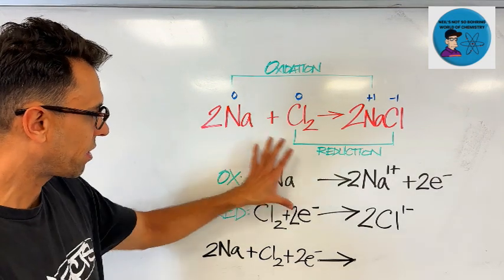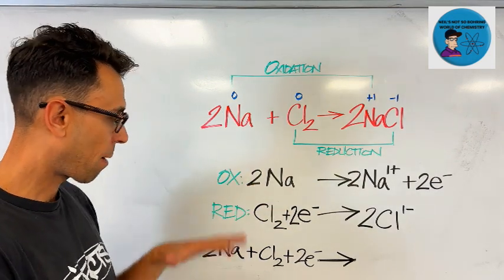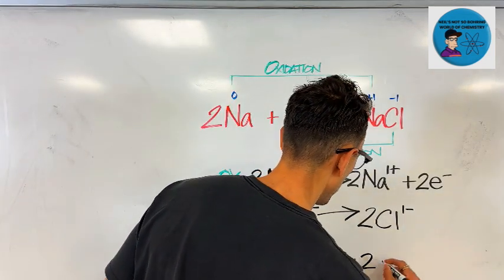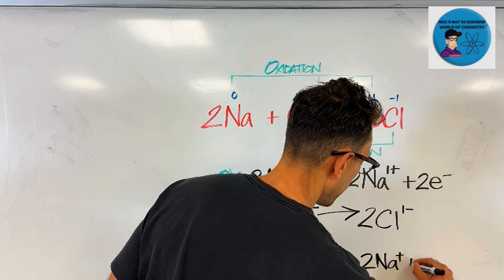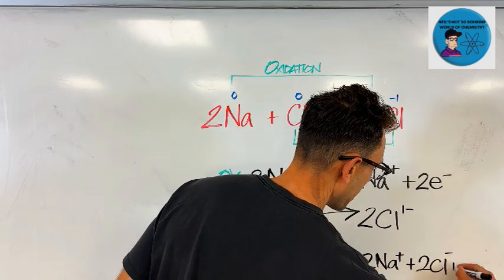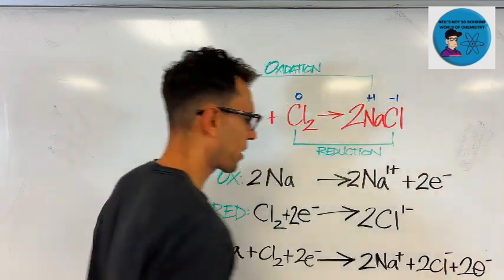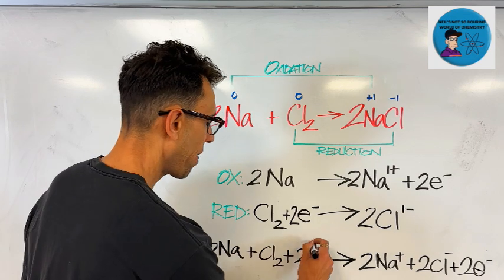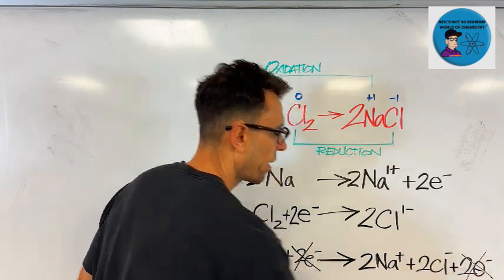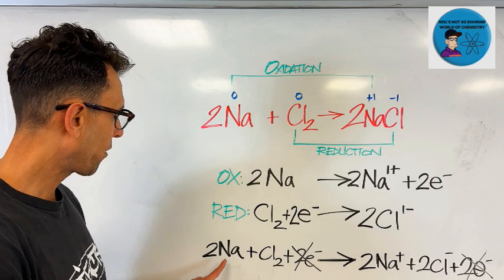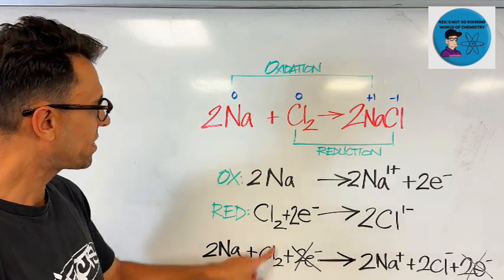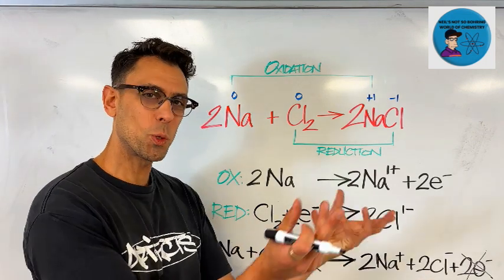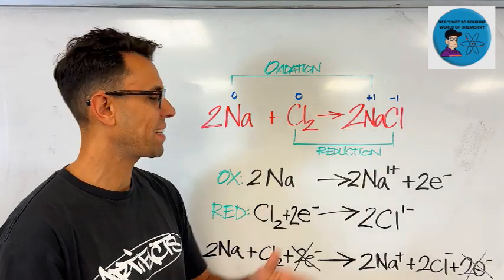Okay, that's everything on the left side of the arrow written now in this combined equation. And let's go to the right side. We would have 2Na+ plus 2Cl- plus 2 electrons. Now, because we have 2 electrons here and 2 electrons there, they would be canceled out. And what are we left with? We're left with 2Na plus Cl2 makes 2Na+ and 2Cl-, which would combine in the ionic compound 2NaCl.